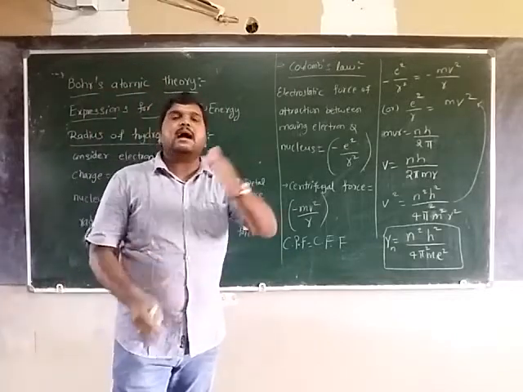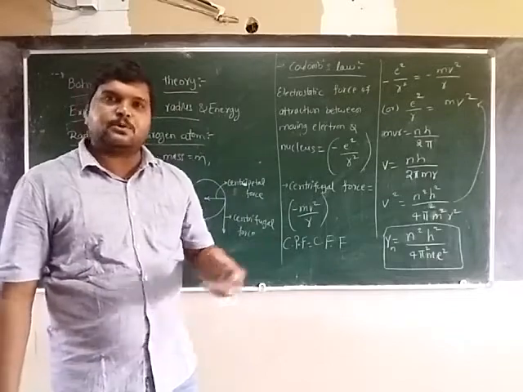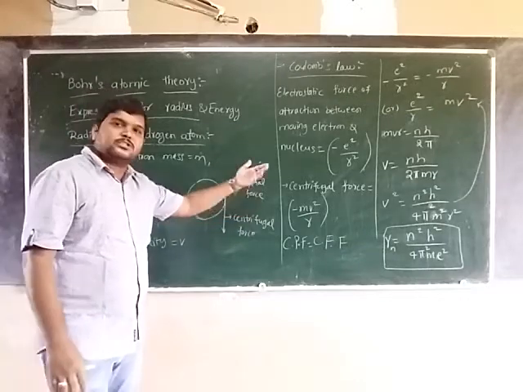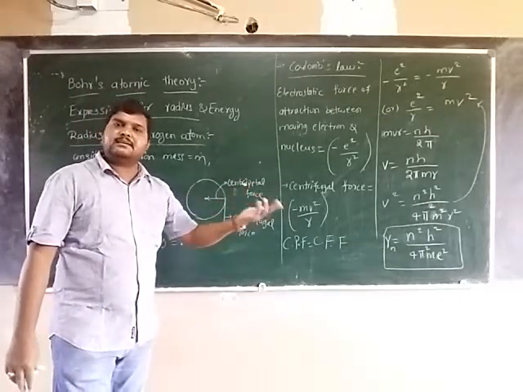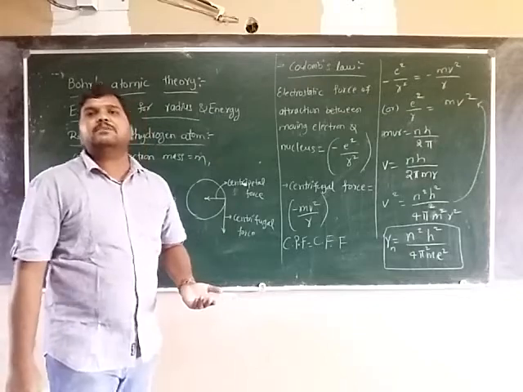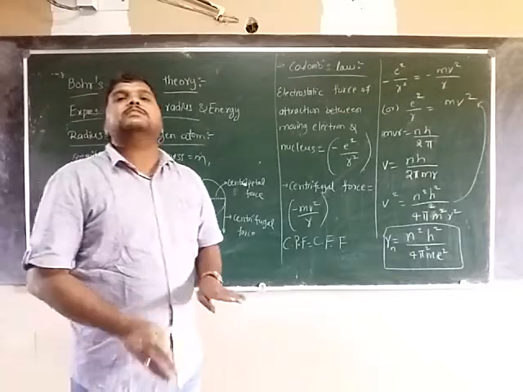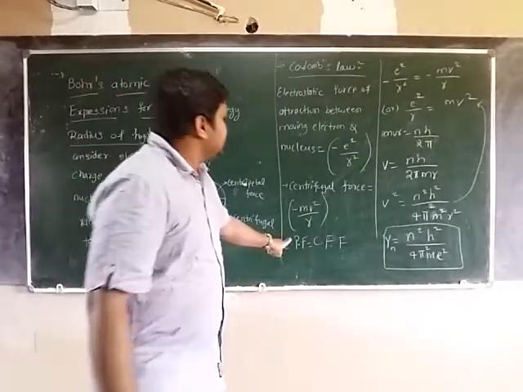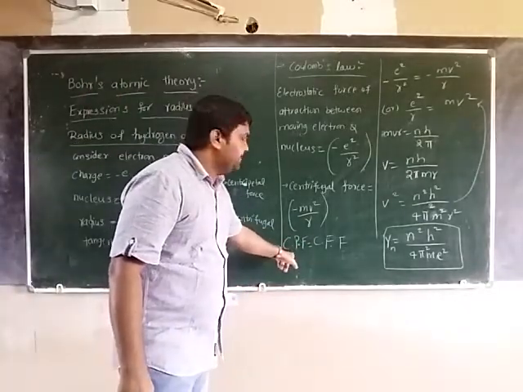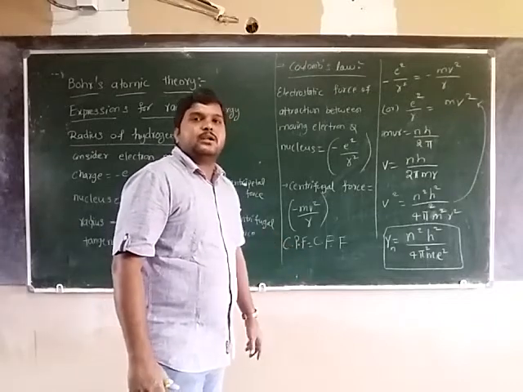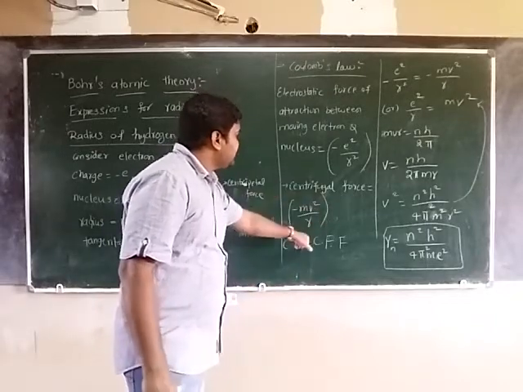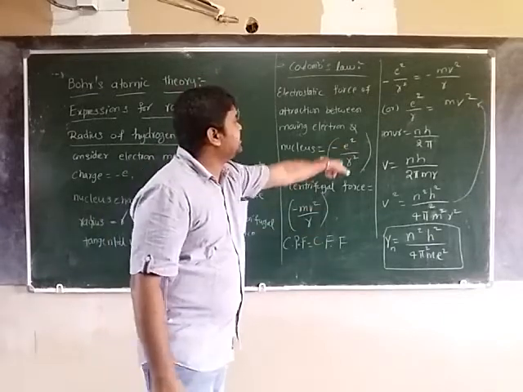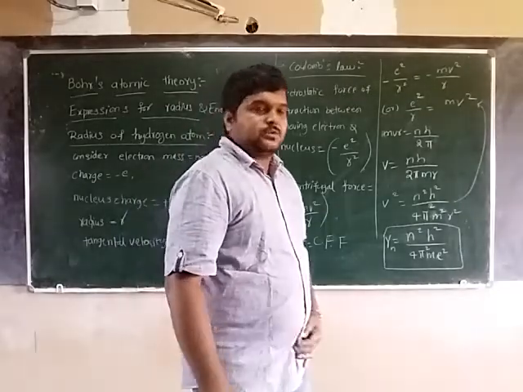Only then will the atom become stable. Suppose the centrifugal force is more or the centripetal force is more; if either is more, the other is less, and finally the atom will become unstable. So both forces are equal. Centripetal force is equal to minus e square by r square, and centrifugal force is equal to minus mv square by r.